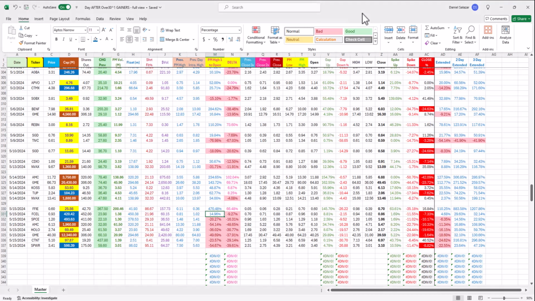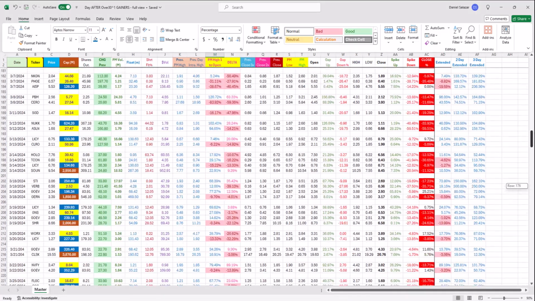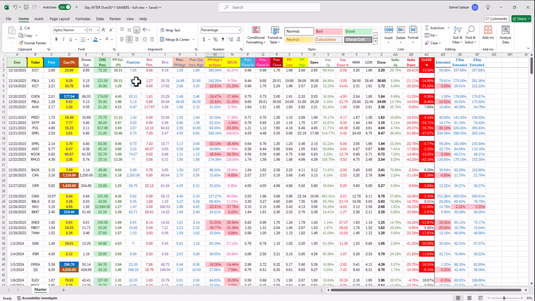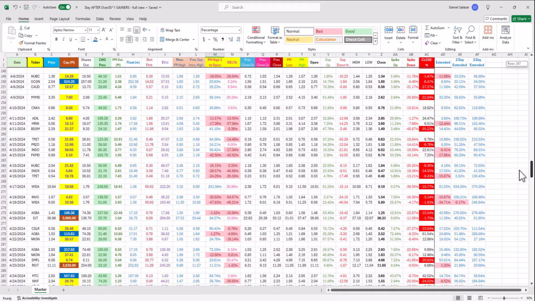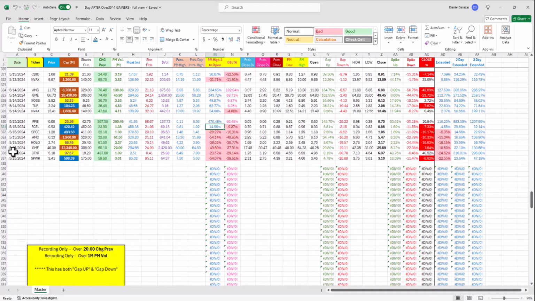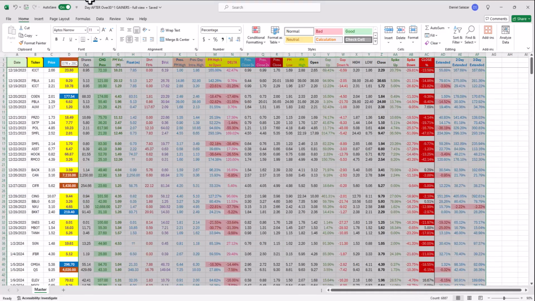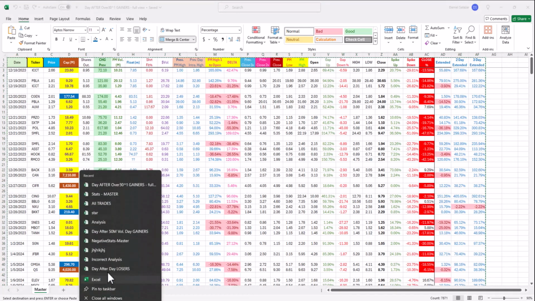So for example, this is my Excel sheet that I've been working on from December of 2023 all the way to May 15th of 2024. So if you can see what I'm gonna do, I'm gonna grab all of this data. I'm gonna copy it. I'm gonna work on a new Excel sheet.